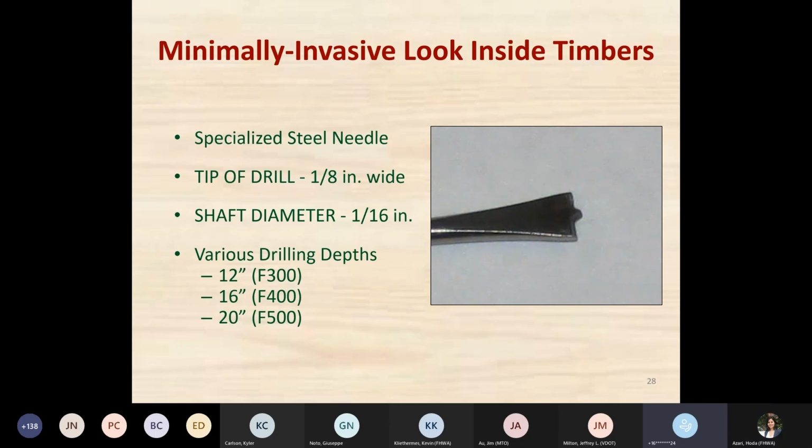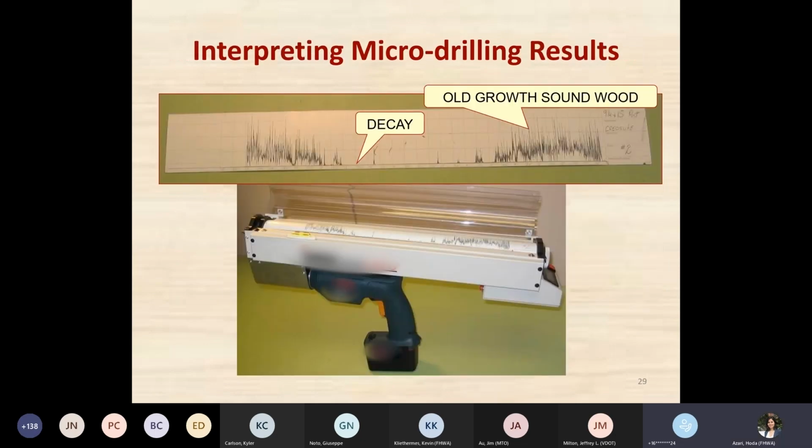We typically use the F400 at a 16-inch model, and you can get them even beyond 20 inches actually. But the idea is that the torque resistance in the drill bit, because the diameter is smaller, the torque resistance is all concentrated on the bit, and that torque resistance is related to the density of the wood. So let's look at what they produce when you're done drilling. Next slide.